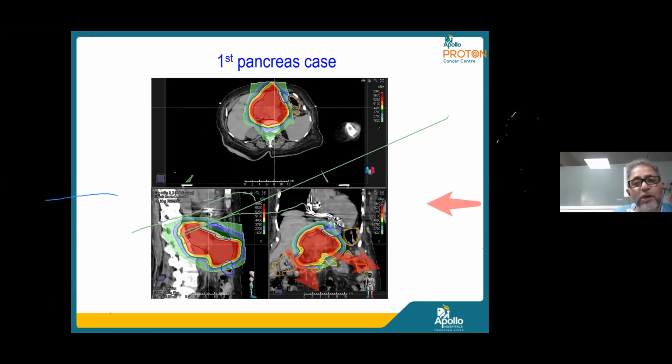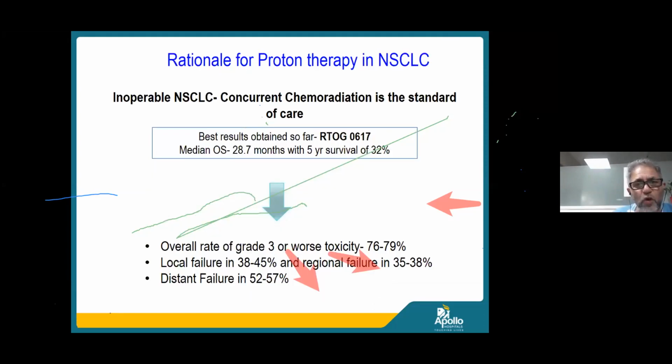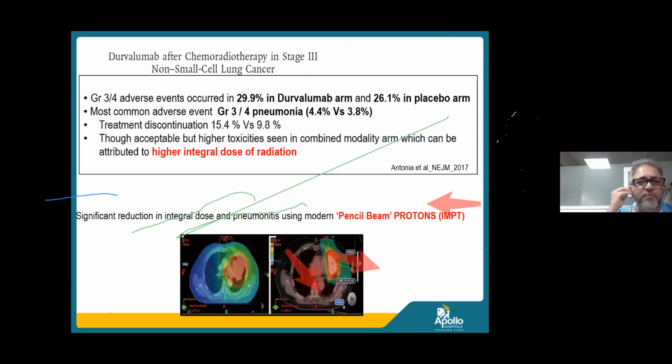I just want to tell you about non-small cell lung cancer. We know the significance of the PACIFIC trial using durvalumab, how much benefit it has made. But we have also realized that there is a bit of increased pneumonitis, although there is an improvement in outcome in terms of survival, but it did come at a little bit of a cost. So the postulation is that maybe pencil beam proton will contribute a little bit less to the pneumonitis, and this has yet to be seen.